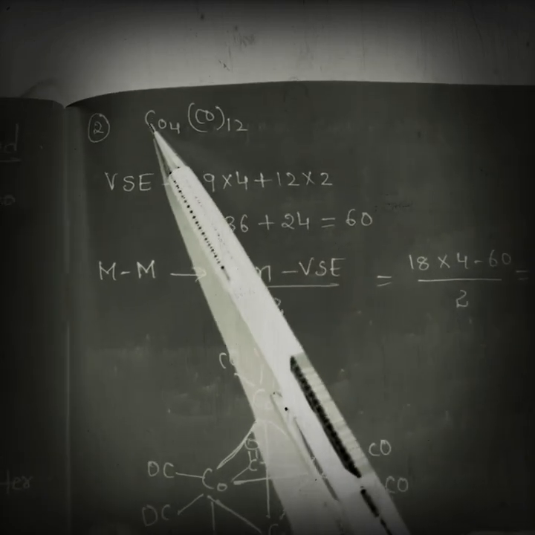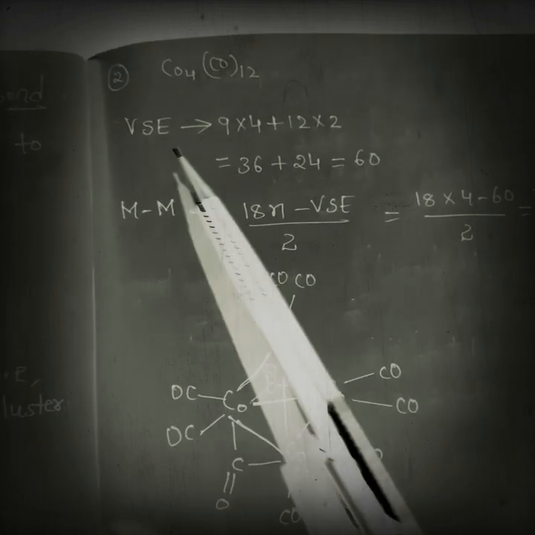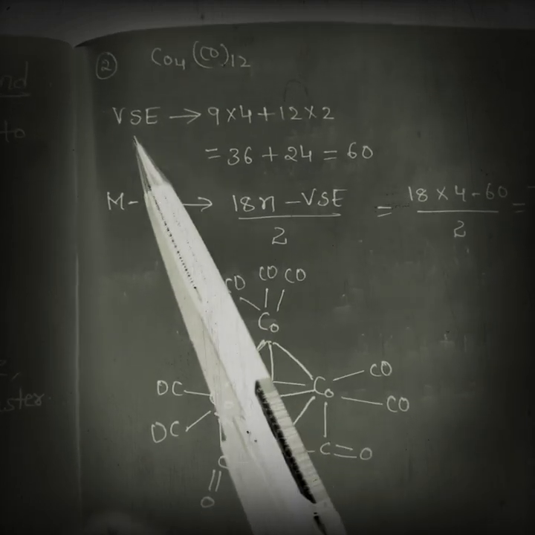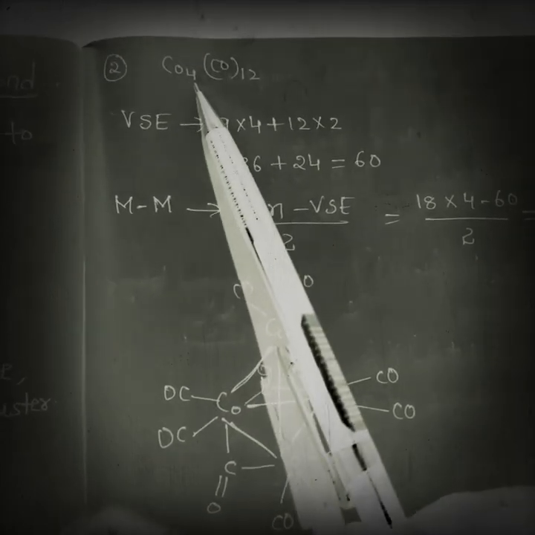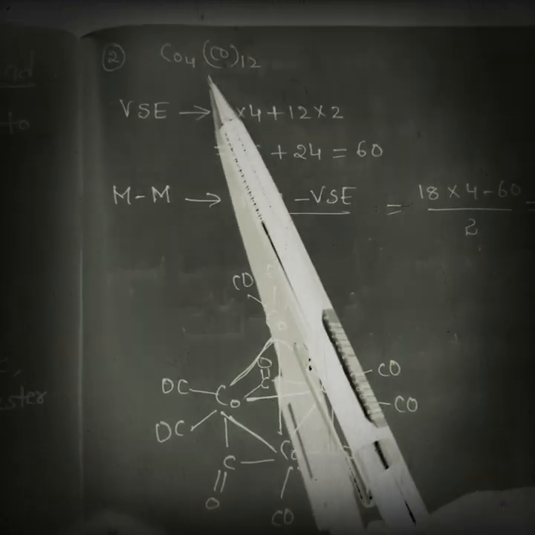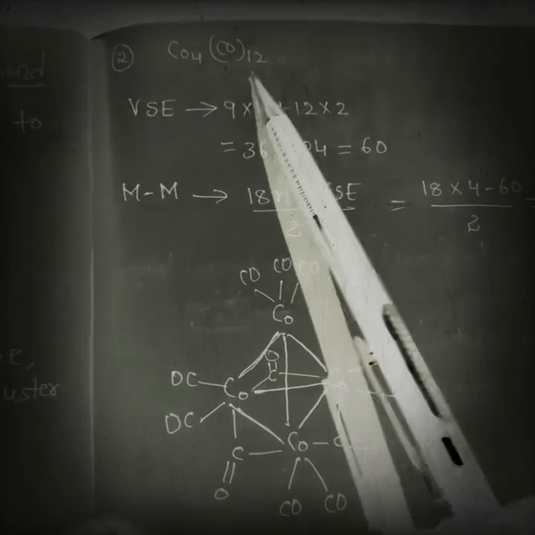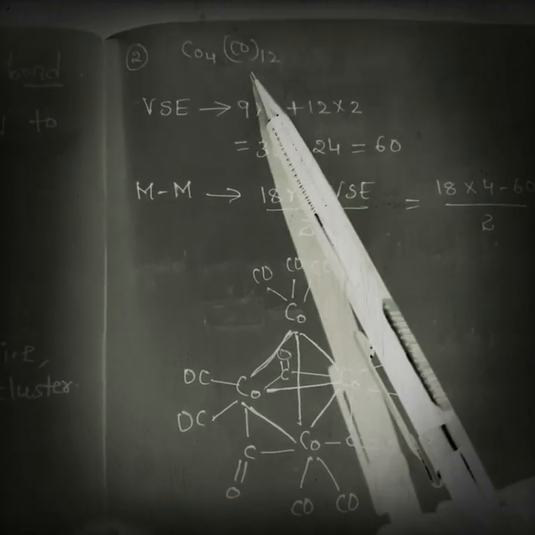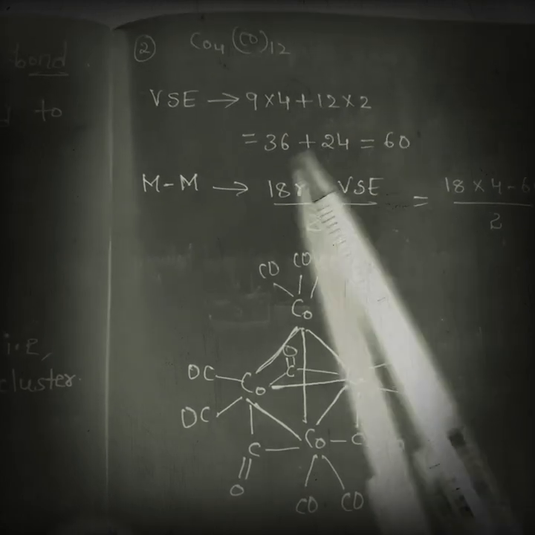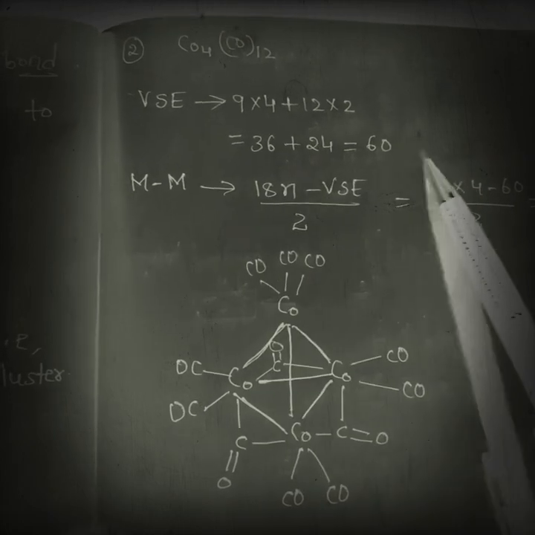This is the cluster. Now we are going to calculate. First we have to find valence shell electrons. Cobalt valence electrons present in cobalt are 9. Here they have given 4. That means 9 into 4, plus, already I said one carbonyl means 2 electrons, so 12 carbonyls means 12 into 2. So that is 36 plus 24. Here we got 60 valence shell electrons.